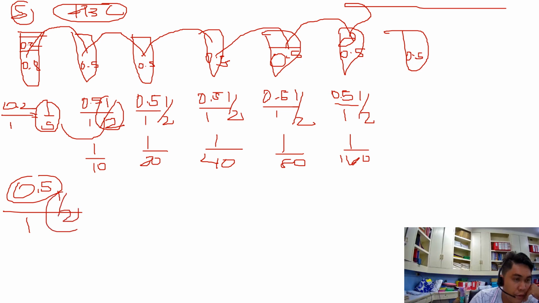But you have your previous dilution, which is 1 is to 5. So 1 is to 2 times 1 is to 5, the final dilution of test tube 1 is 1 is to 10.